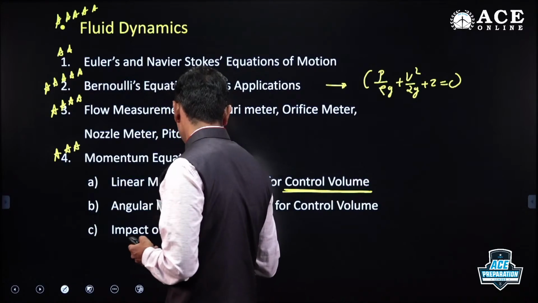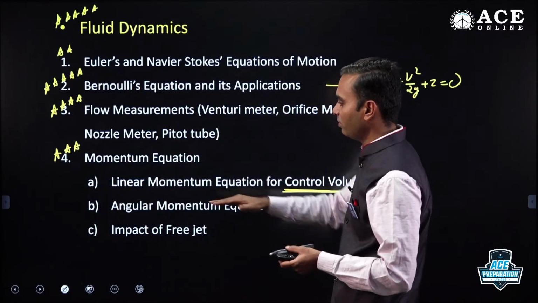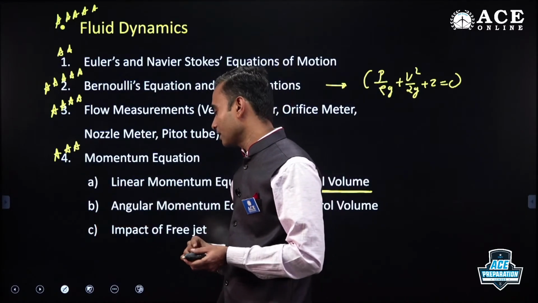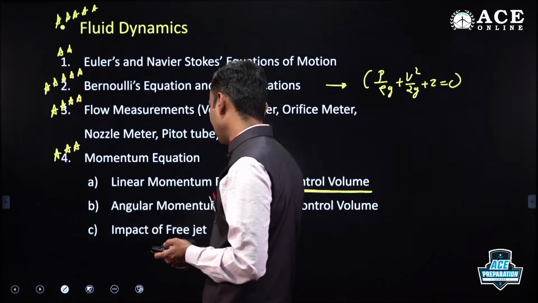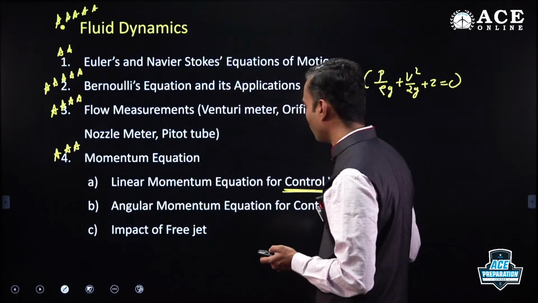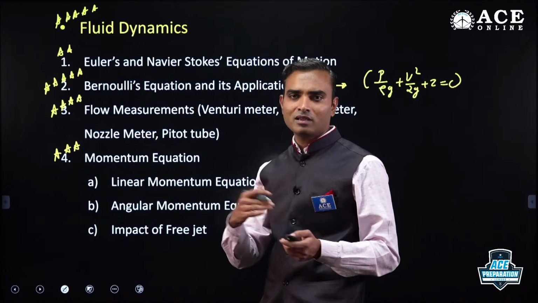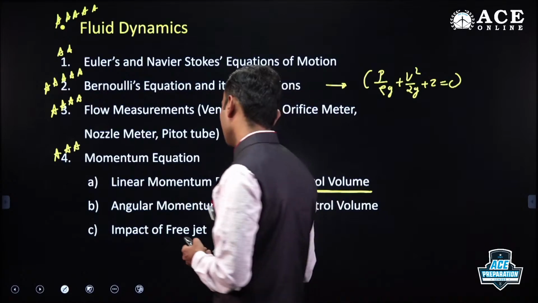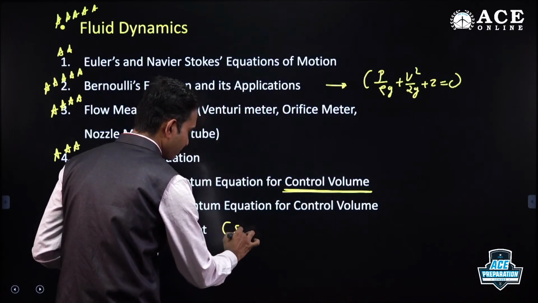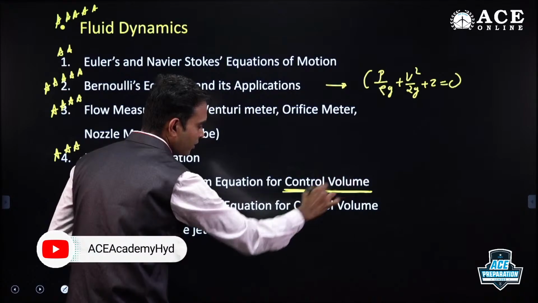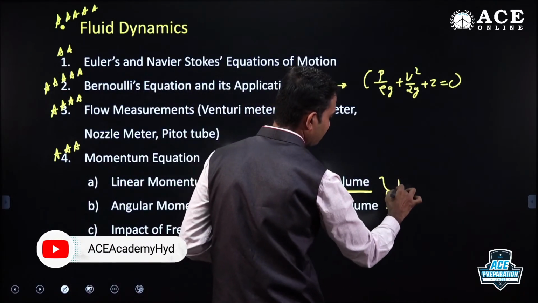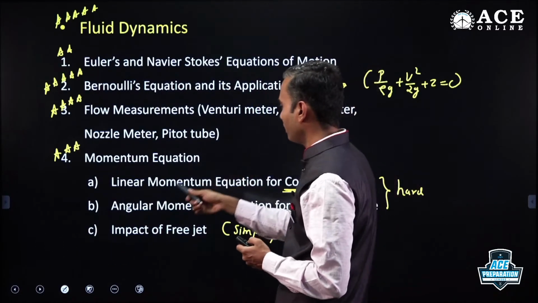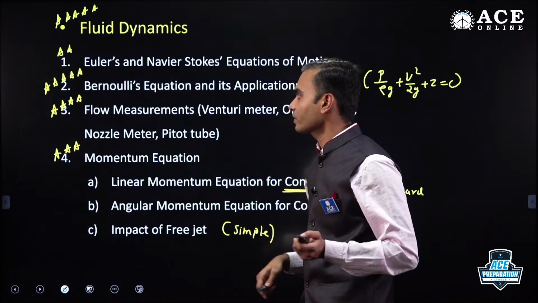Then angular momentum equation, this is further difficult, but if you know how to use linear momentum equation, you will be able to use angular momentum equation also. Impact object, in case of impact object, no need to use control volume analysis. By simply knowing few basic formulas, you can solve most of the questions on impact object. So this impact object topic, this is easy as compared to first two topics. These are little difficult. So please attend tomorrow's session. I am going to cover linear momentum equation for control volume.